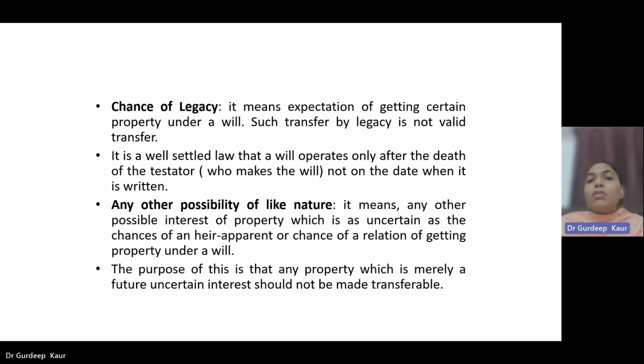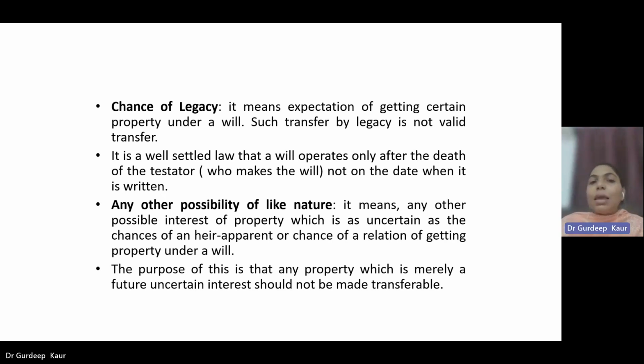Another is the chance of legacy. Here, legacy means expectation of getting certain property under a will. Such transfer of a legacy is not a valid transfer. It is well settled law that a will operates only after the death of the testator, not on the date when it is written.